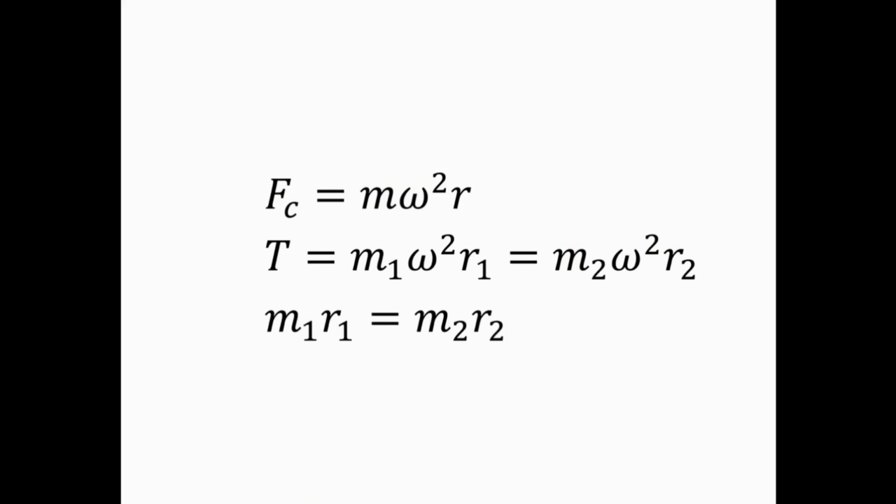Since both masses rotate with the same angular velocity, the system adjusts itself so that the product of mass and radius is equal on both sides. This balance condition is the fundamental relationship we test in the experiment.